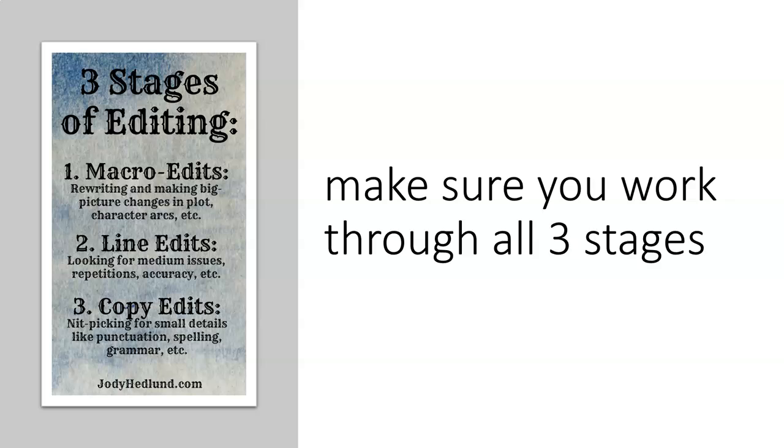And here are your 3 stages of editing. You've got those macro edits, rewriting and making big picture changes in a plot, character arc or whatever. So as you're writing, you're thinking, oh, actually, I don't know where this is going. You tweak that. Then you do your line edits. You're looking for medium issues, repetitions, accuracy and things like that. So have you used the same word 14 times? Get rid of it. Change it, tweak it, get your thesaurus out and make sure you've got rid of that repetition.